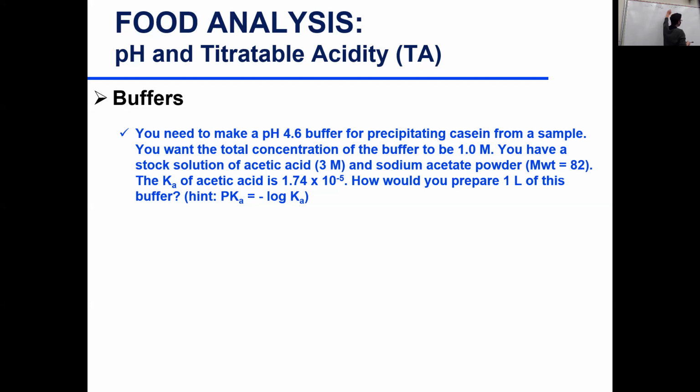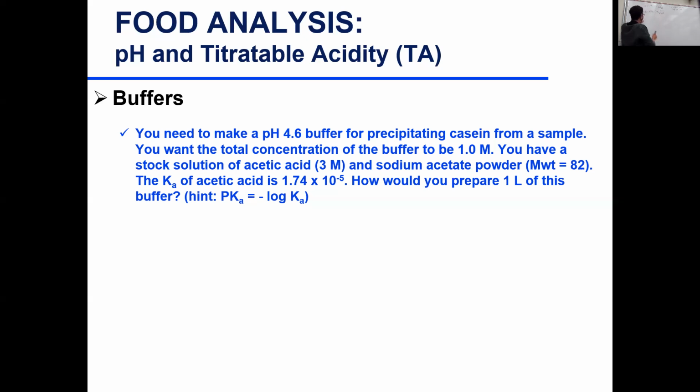Okay, so if I want to solve for A minus, then I would say HA, because I'm going to replace this with A minus. So I would say HA equals 1 minus this. And I can replace this by that, and I can solve for A minus concentration. So I would just say pH equals pKa plus log A minus over 1 minus A minus. Okay. So now I can solve for A minus.